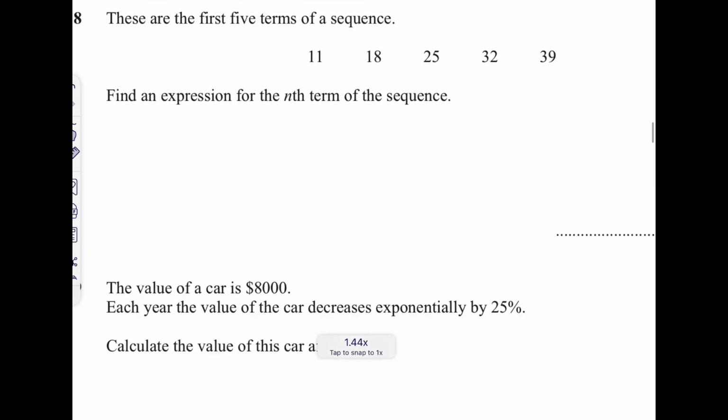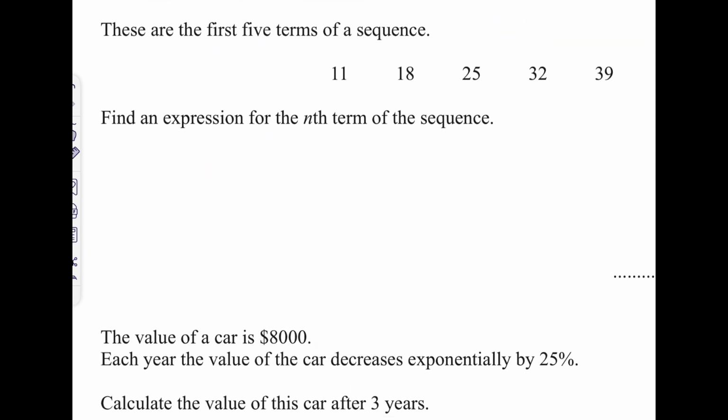Moving on, it says that these are the first 5 terms of a sequence. Find an expression for the nth term. So this is basically a sequence which has a common difference. First of all, we'll find the common difference. Common difference is basically 7, because 11 plus 7, then 18 plus 7. So common difference is 7.